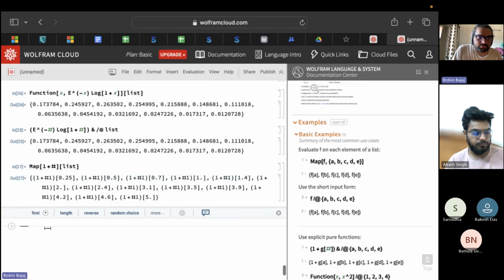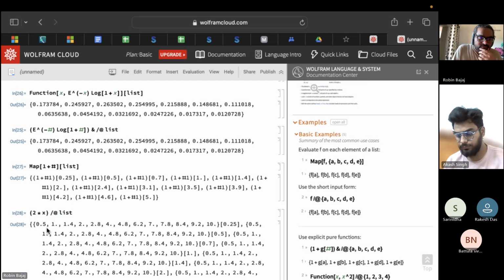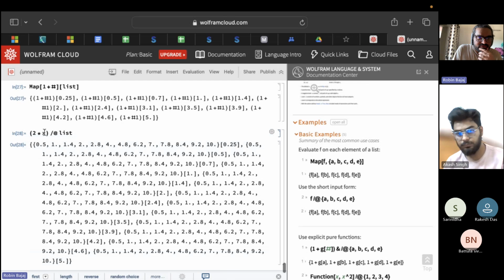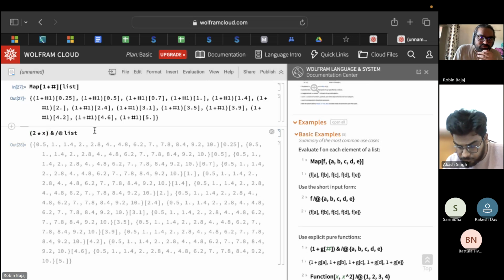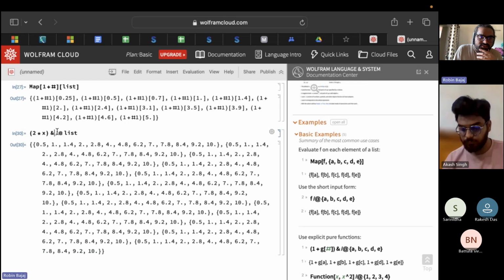If I do, let me try this as well. I want to try this. If I do this thing, what should it give? Yeah, this I am not able to understand, why it is giving like this. It should not have. Let me put and. Okay, that is the same thing.